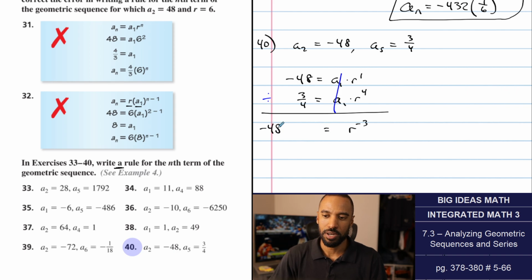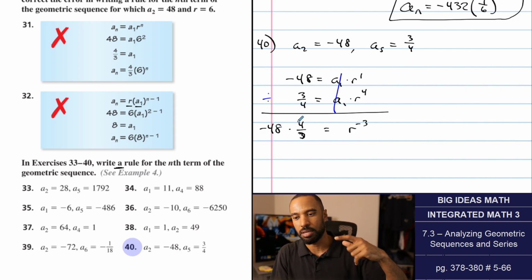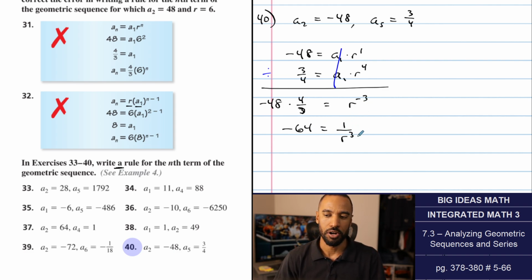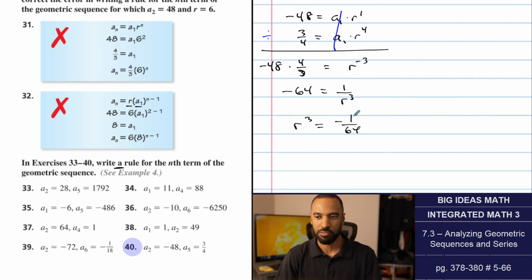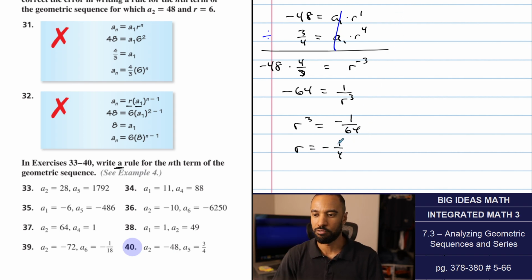And this is negative 48 times 4/3. When you divide by 3/4, you're multiplying by 4/3. 48 divided by 3 is 16 times 4 is 64. So we have negative 64 here, and r to the negative third is 1 over r to the third. Switch spots here, you get r cubed is negative 1 over 64. That's multiplied by r cubed and divided by negative 64. And take the cube root of both sides, you get r equals negative 1/4. 1/4. I was going to say negative 4. Your common ratio is negative 1/4.